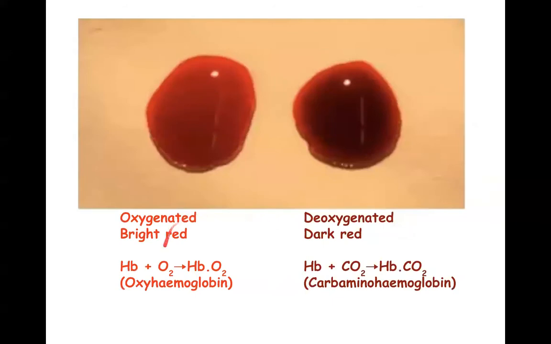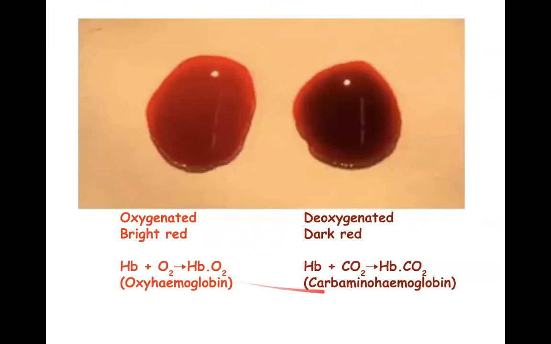Now, when hemoglobin combines with oxygen, it forms a compound called oxyhemoglobin. This oxyhemoglobin is bright red in color. This normally takes place when blood reaches the lungs and gives away carbon dioxide and takes in oxygen. So this oxygen-rich blood is bright red in color. The second one is deoxygenated blood, which is dark red. This is carbaminohemoglobin, formed when hemoglobin combines with carbon dioxide.